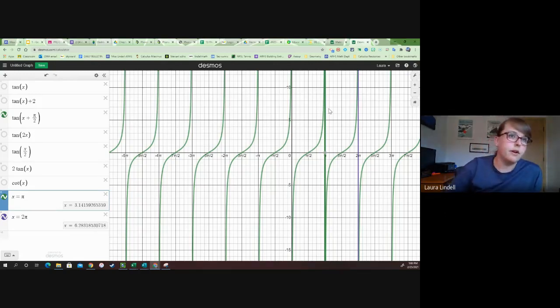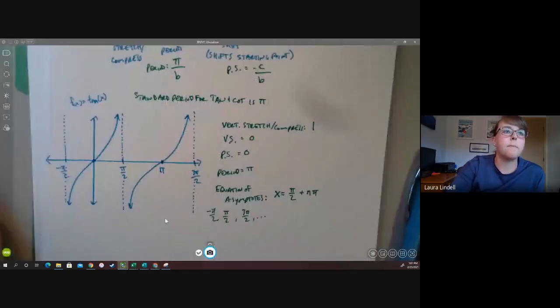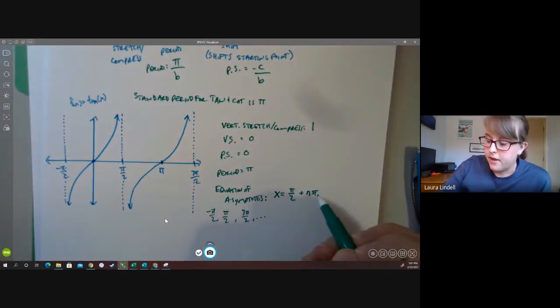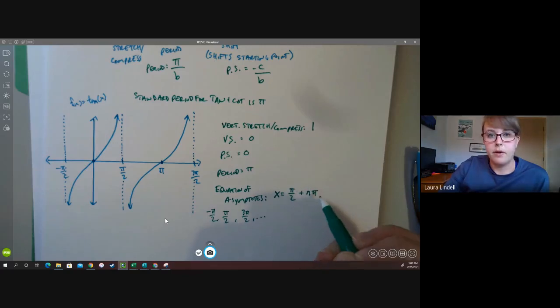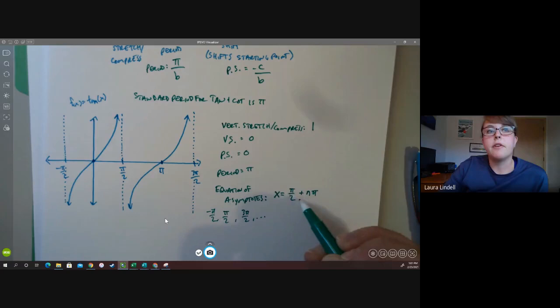For this one, we know that our period is pi, and we know that it's been phase shifted over pi over 2. So our original equation of the asymptotes for a regular tangent function is pi over 2 plus n pi, and the n pi comes from the period. If the period hasn't changed, you can leave it as n pi. The phase shift is what you have to work with if it's been phase shifted, like this one has.